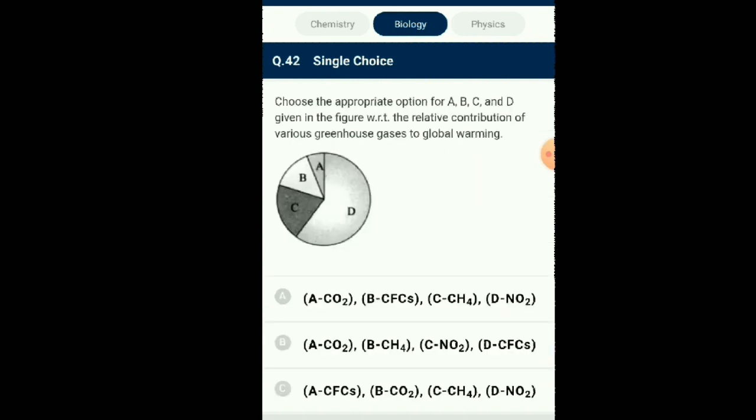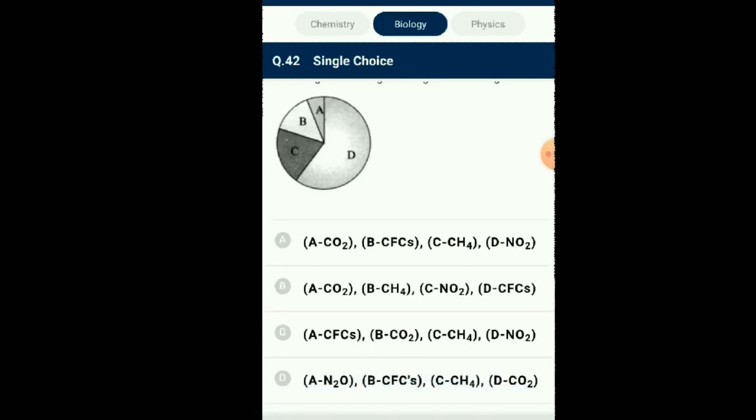Question number 42. Choose the appropriate option for A, B, C and D in the given figure. The relative contribution of various greenhouse gases to global warming. The gas which contributes the most to global warming is carbon dioxide, around 60%. Methane occupies the next position with 20%. Chlorofluorocarbon occupies 14%, and nitrous oxide occupies 6%. So the answer for this question is option D.